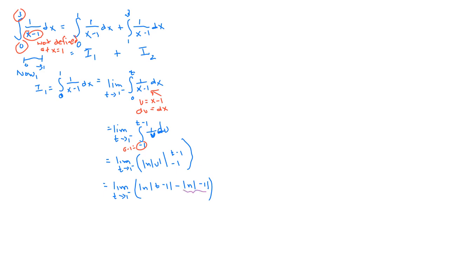Now the log of absolute value of negative 1 is the log of positive 1. What's the natural log of 1 equal to? You remember, for the log function, it equals 0. That's right, Masume. That equals 0. And so what you're left with is the limit as t approaches 1 from the left of the natural log of the absolute value of t minus 1.